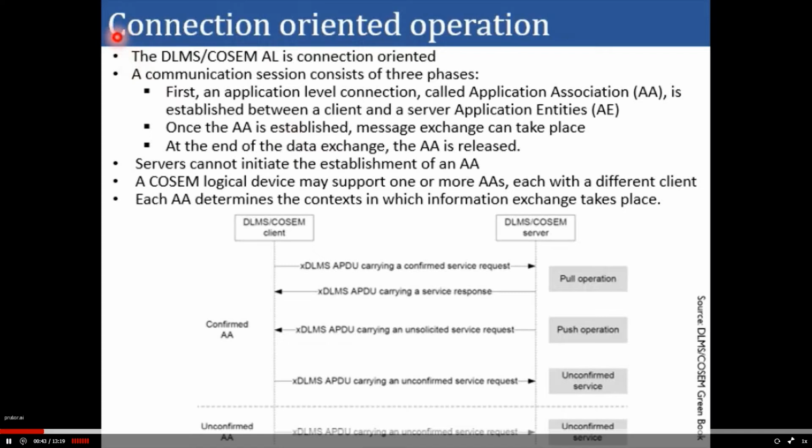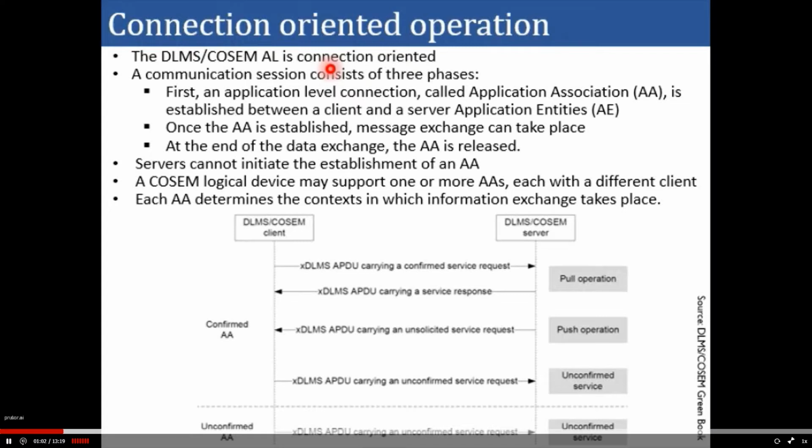So application processes are nothing but software modules which are responsible for initiating the data transmission. Now let's talk about the connection oriented operation, how the operation happens between the servers and the clients for the data transmission. So basically the DLMS COSEM application layer is connection oriented.